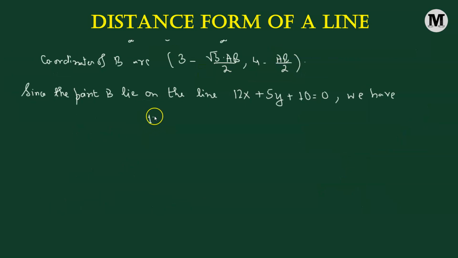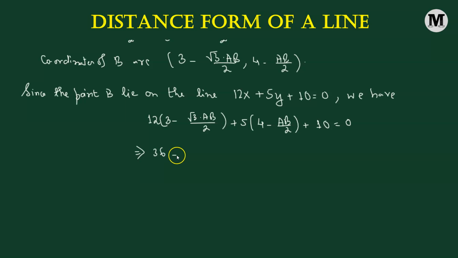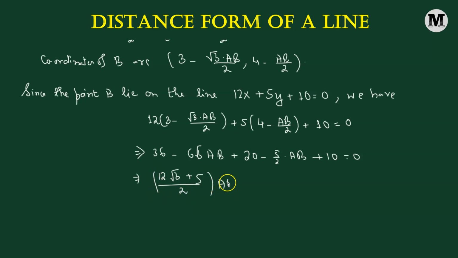So let's do that. We have 12 multiplied by x, so x is going to get replaced with 3 minus square root of 3 times AB divided by 2, added to 5 times y, where y is 4 minus AB over 2, added to 10, and that is going to be equal to 0. So this means we now have 12 times 3, that's 36, minus 24, this is going to be 6 times square root of 3 times AB, added to 5 times 4, that's 20, minus 5 over 2 times AB, added to 10. That's going to be equal to 0. Right? So we have now negative 6 times square root of 3 and negative 5 over 2. So that's going to give us 12 times square root of 3 plus 5, whole divided by 2, multiplied by AB, and that is going to be equal to 66.